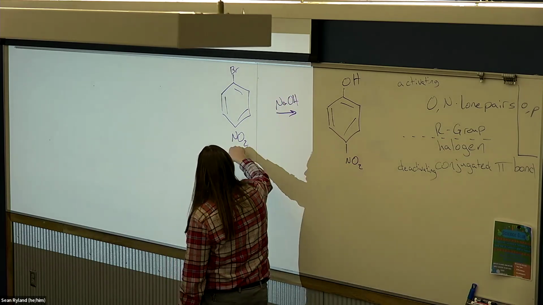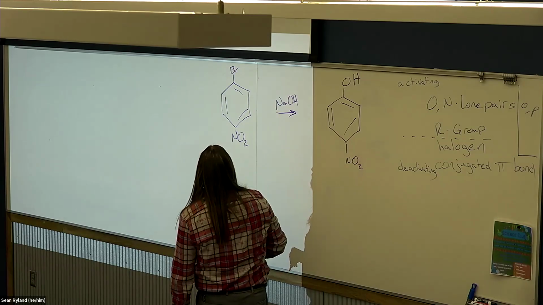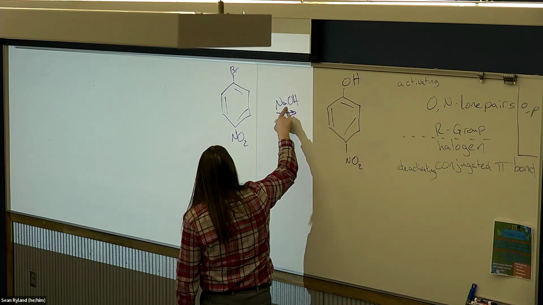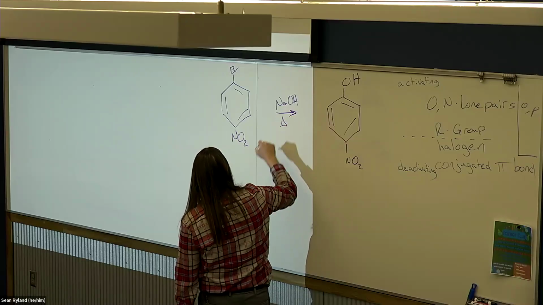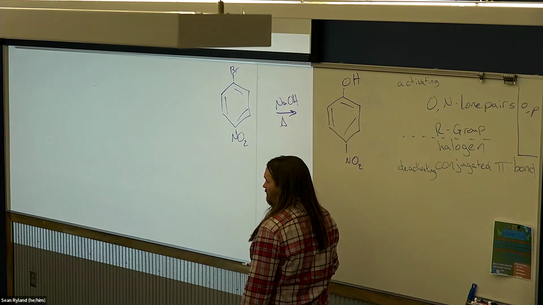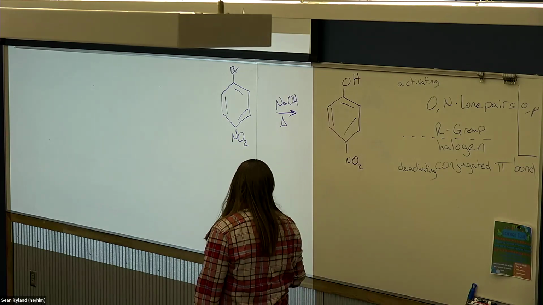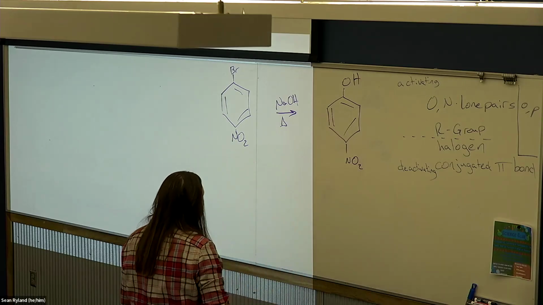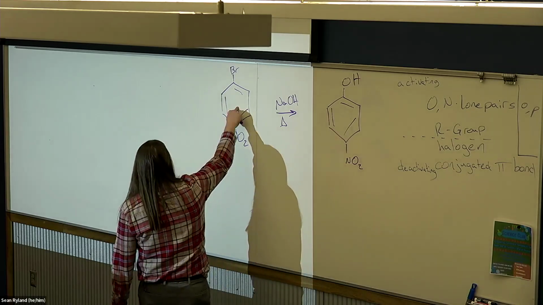We could take a bromine. If we have a nitro group para to a bromine, and we expose it to a strong nucleophile with some heat, we can do the nucleophilic aromatic substitution. So how can we get from benzene to Q?